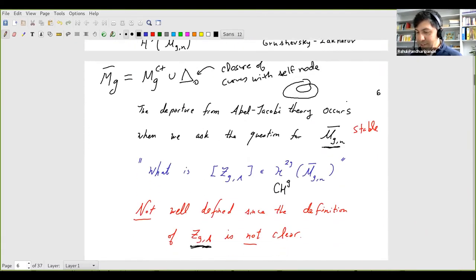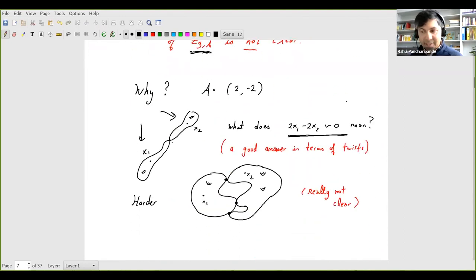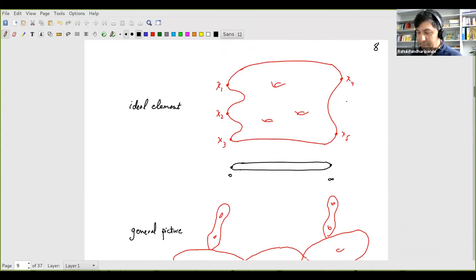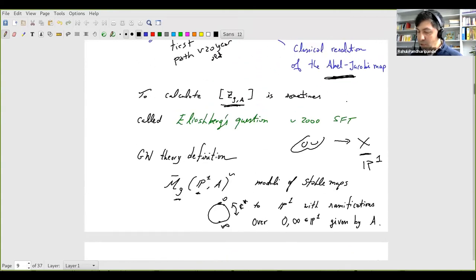So that's why in this moduli space, we consider maps from curves to this P1, but we say the maps are equivalent if they differ by some scaling C star on the target. And then we have zero and infinity as special points here, and we ask the ramifications there to be given by the vector A. So I drew a picture of it.